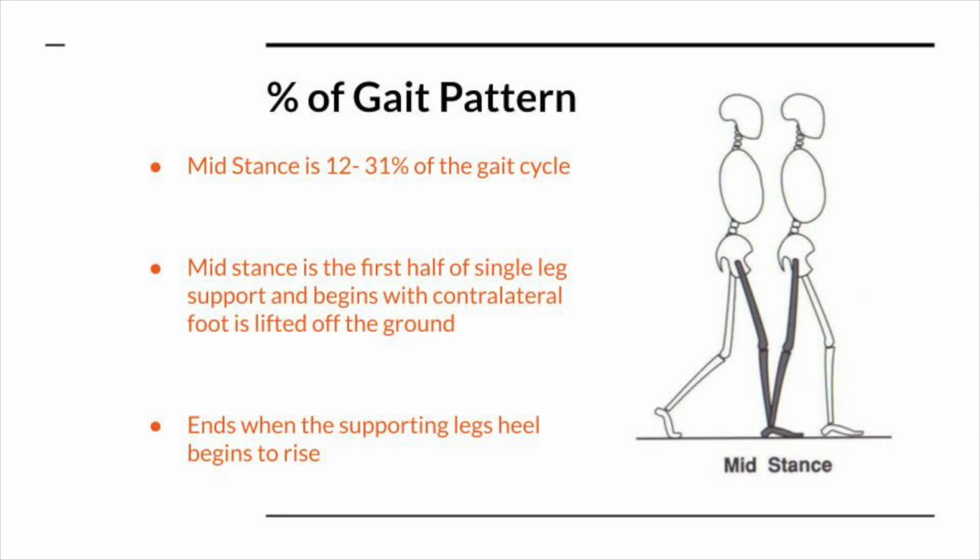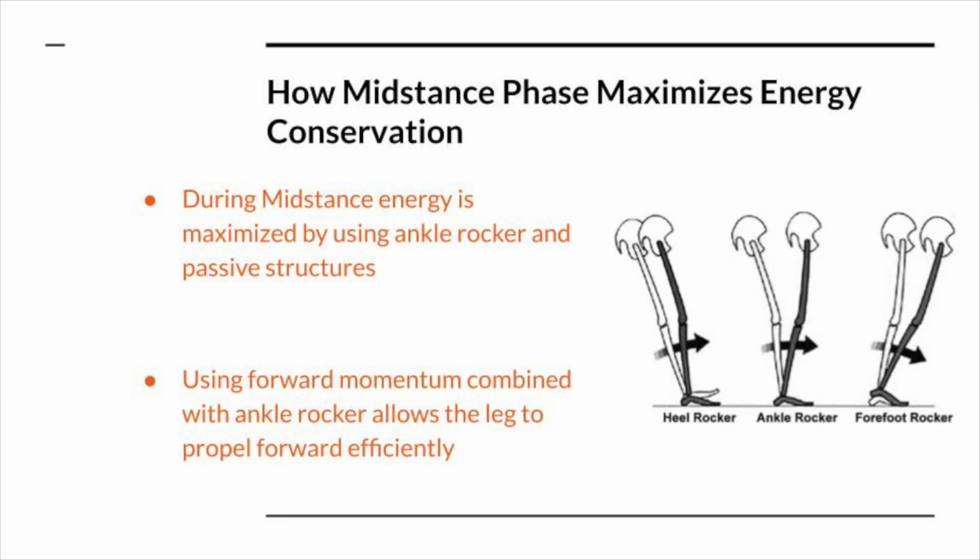Mid-stance is the first half of single leg support. Mid-stance starts when the contralateral foot is lifted off the ground and ends when the supporting leg's heel begins to raise. Mid-stance is 12 to 31% of the total gait cycle. Mid-stance uses ankle rocker and passive structures to maximize efficiency. During the mid-stance, the leg is almost fully extended and uses the dorsiflexors to lean forward. This uses small muscles to create momentum and move forward.